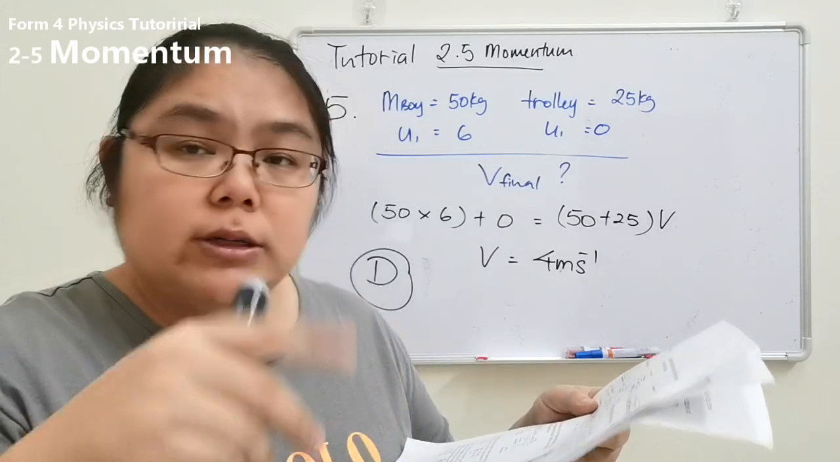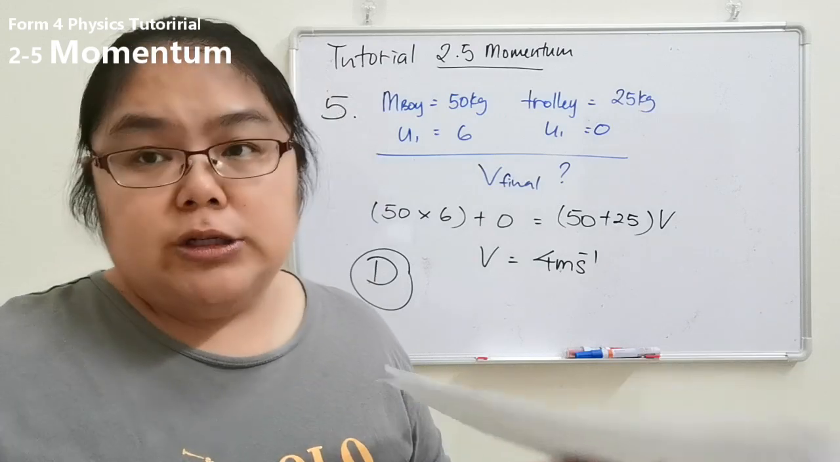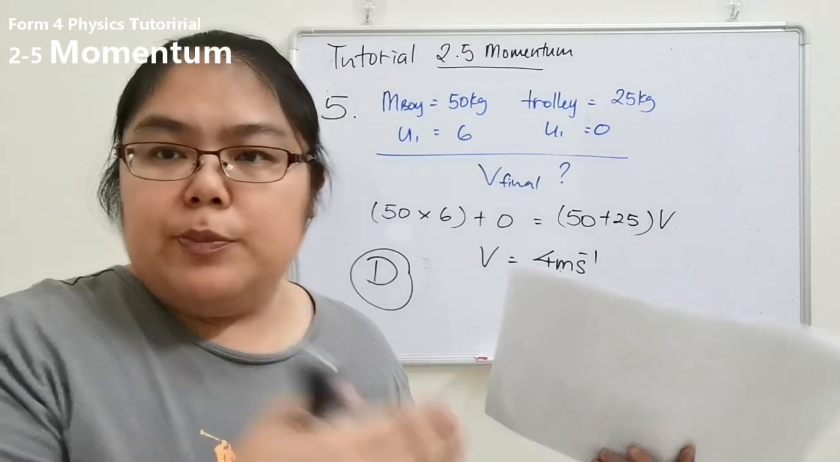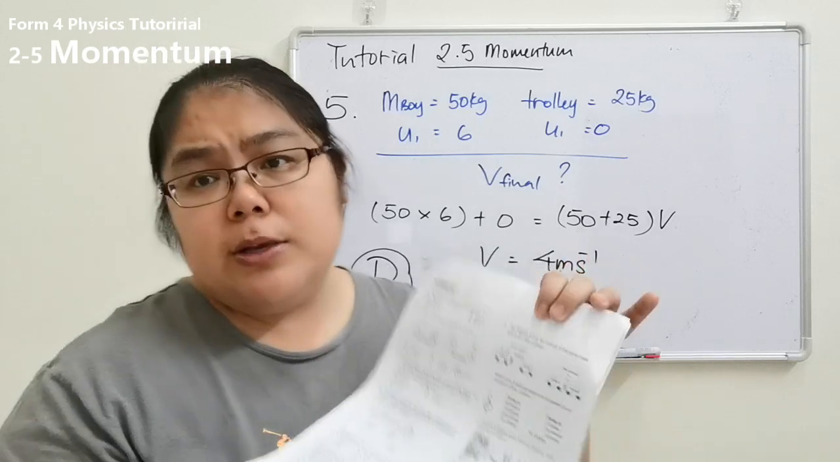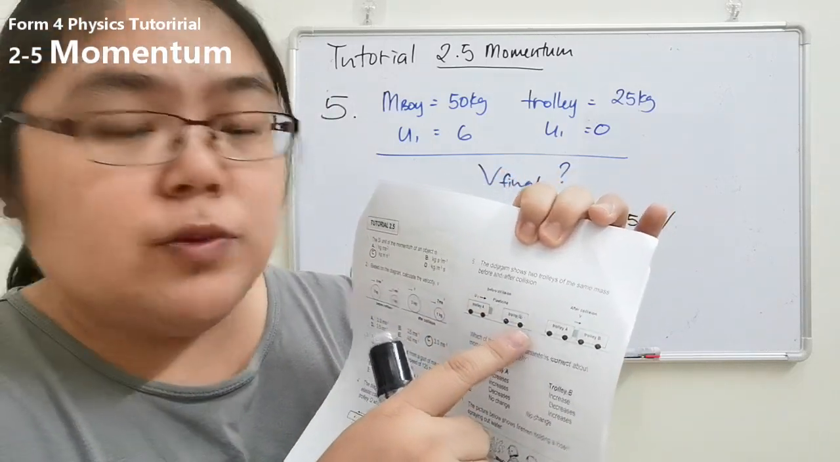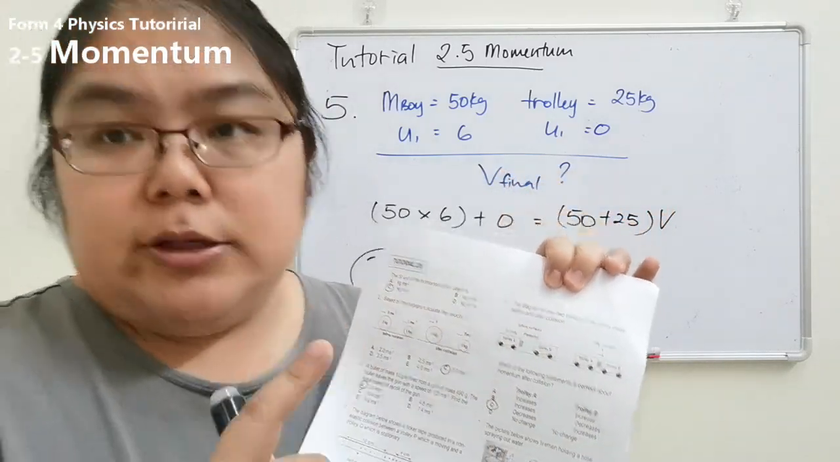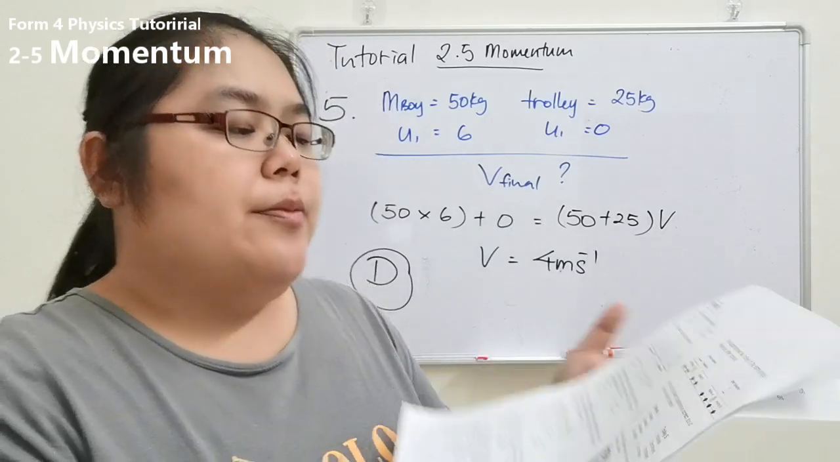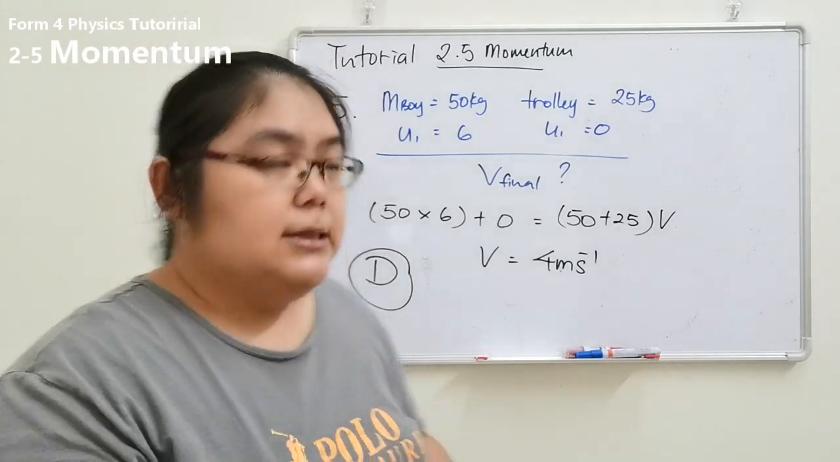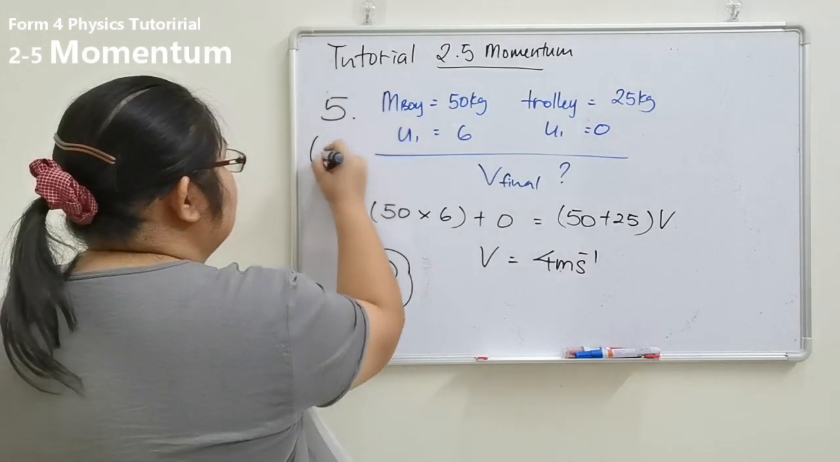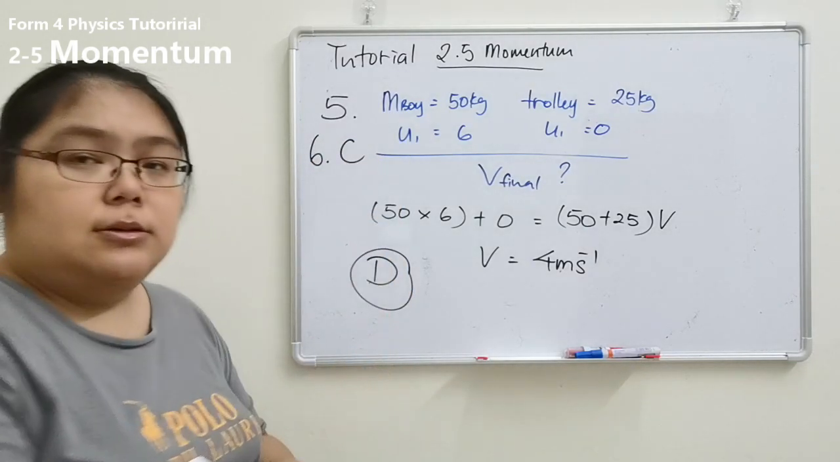Decreases, increases. D also is wrong. You cannot say no change. No change means the momentum before and after has no change. How come trolley B has no change? Trolley B at first never moved, after it moved, surely it changed. Okay, so from here the answer should be C. Okay, number 6, the answer is C.